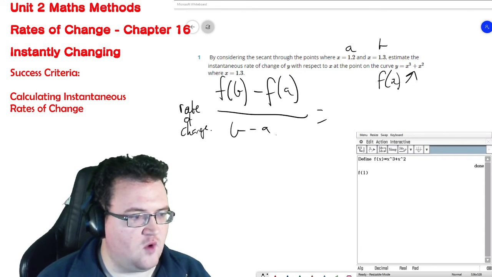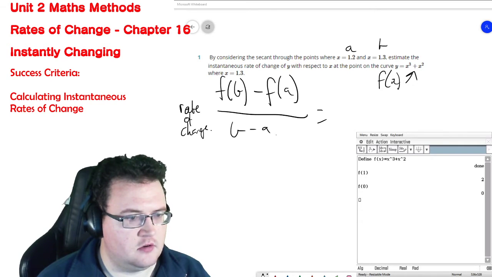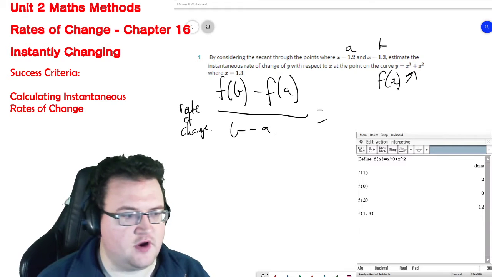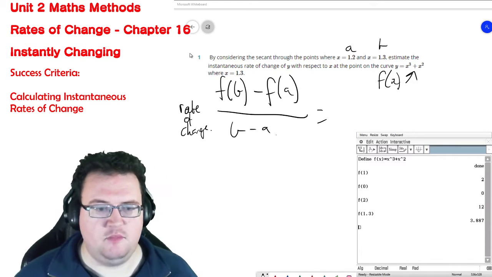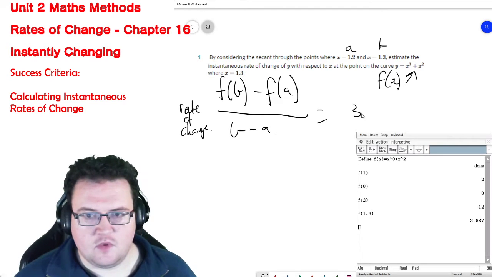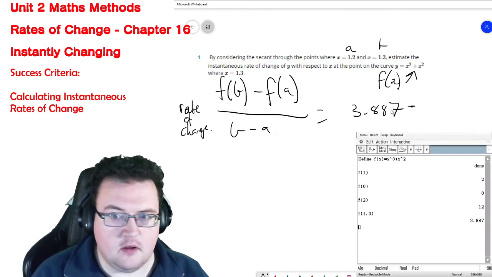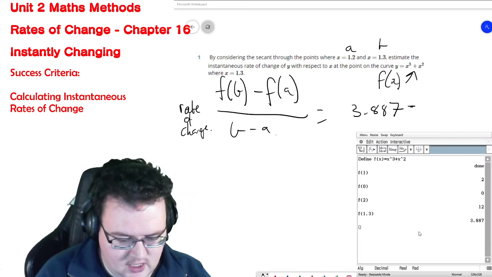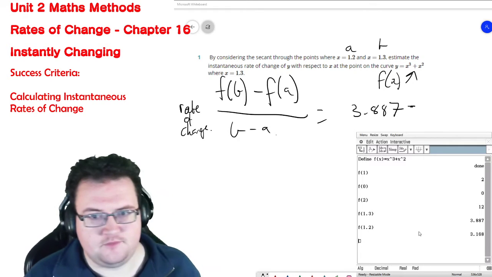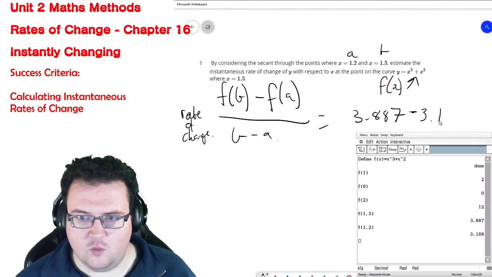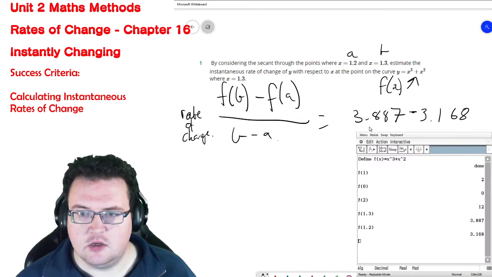So then when I type in f of 1, f of 0, f of 2, it gives me all the answers. So now what is f of 1.3? Beautiful, 3.887 minus f of 1.2, 3.168, all divided by 1.3 minus 1.2.